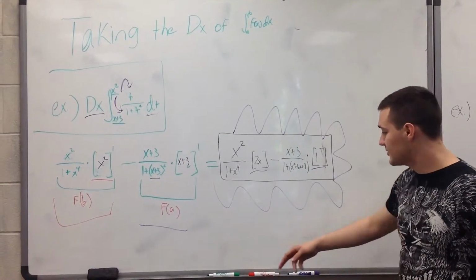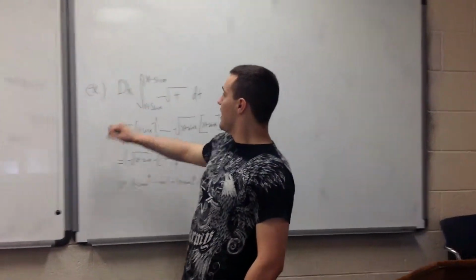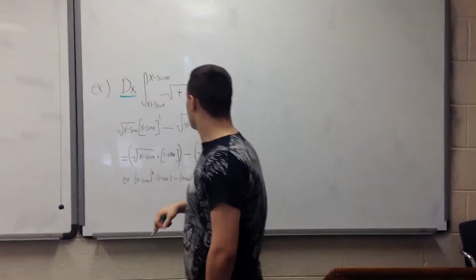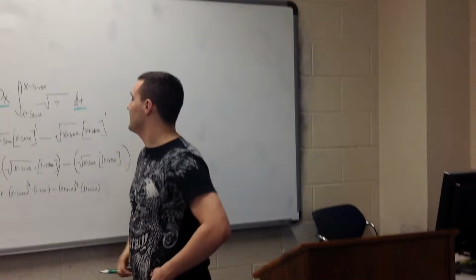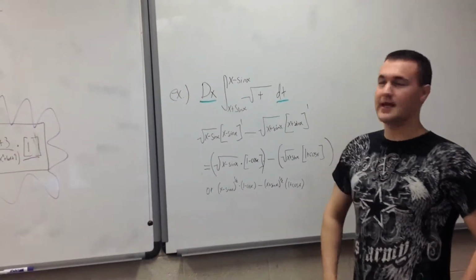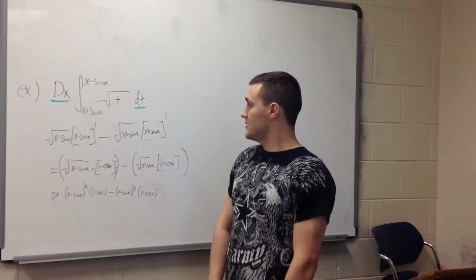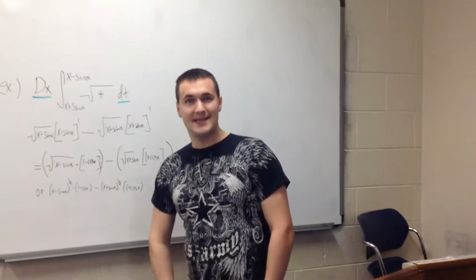I have one more problem to show you as one last example. Say I'm taking dx, another dt. I have a base b and a base a. My base b is x minus sine x. My base a is x plus sine x. So then I have the square root of t.